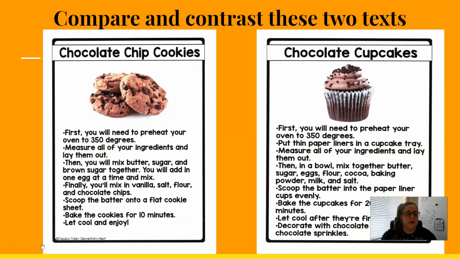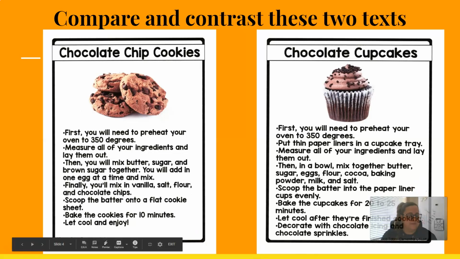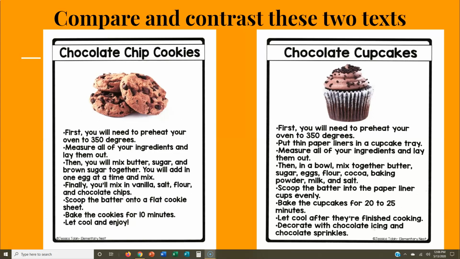Next one, we're going to read two stories. Well, technically, they're not stories, they are recipes. So these are what we call procedural nonfiction texts. So the first one is how to make chocolate chip cookies. So first, you will need to preheat your oven to 350 degrees. So remember, pre means before. So before you cook, you need to heat your oven.